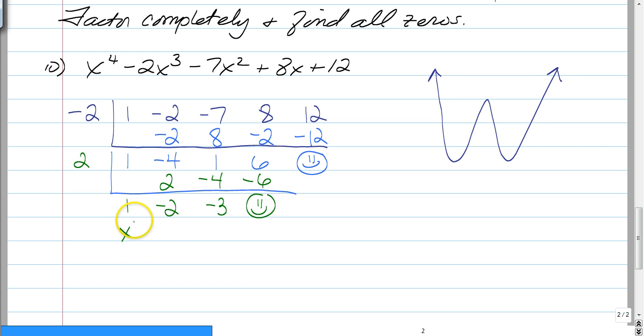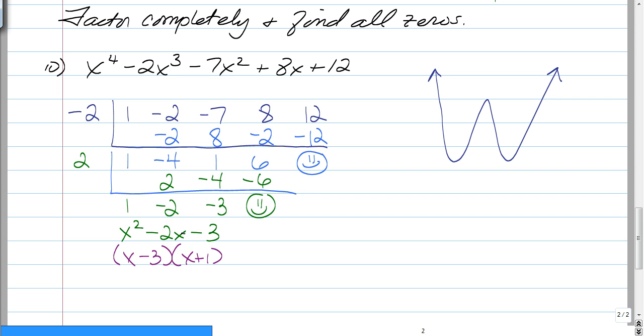Now we have our x squared minus 2x minus 3. So from here, either it can be factored or it can't be factored and you're done. You would not need to use synthetic division again because once you get down to a trinomial, if it can't be factored by hand, it cannot be factored with synthetic division. Luckily, we have an x minus 3 and an x plus 1 because a -3 times 1 is a -3 and a -3 plus 1 is a -2.